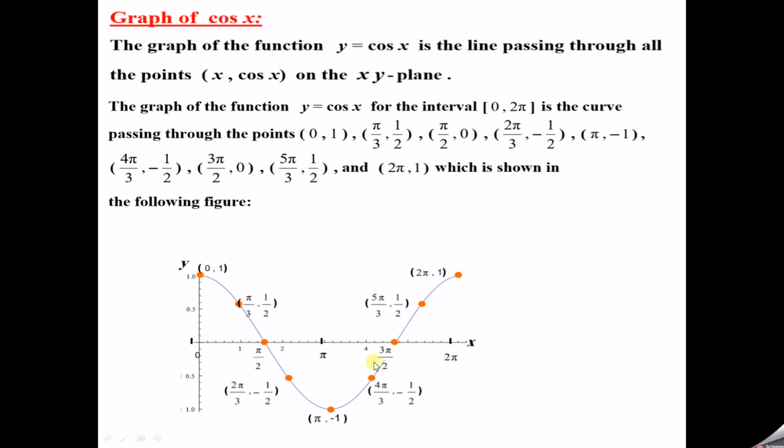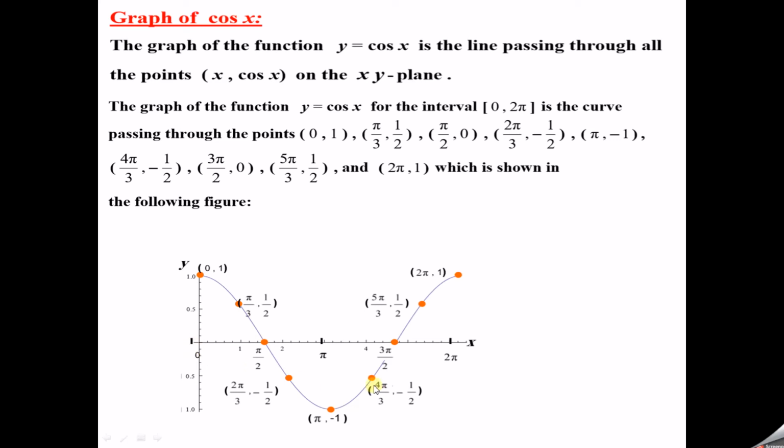So the graph is just opposite of sine, because sine 0 we have earlier seen is 0, but cosine 0 is 1. In the same way, sine pi by 2 is 1, as we have seen before, but cosine pi by 2 is 0. So whenever sine is 0, cosine will be 1. Whenever sine is 1, cosine will be 0, the opposite. So this is the graph of cosine x.